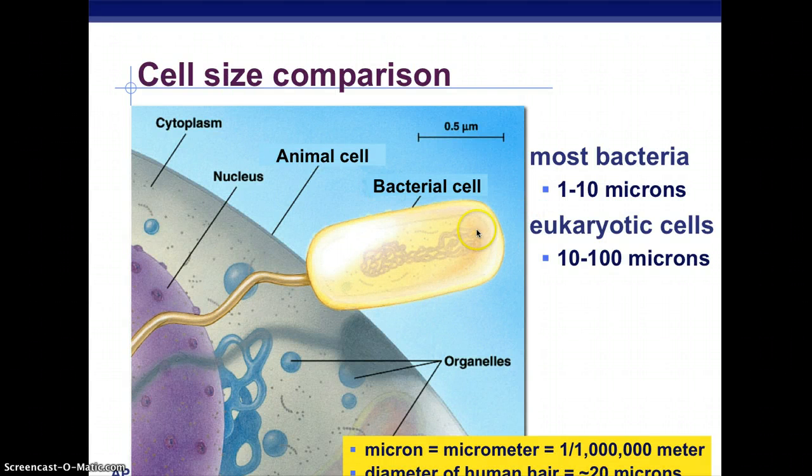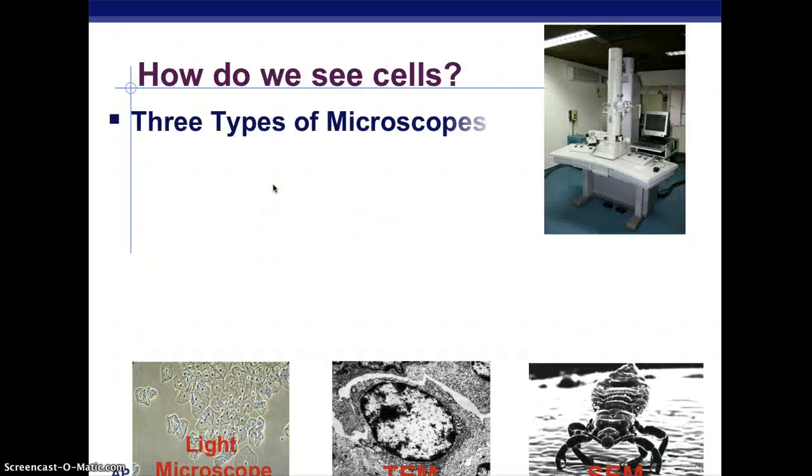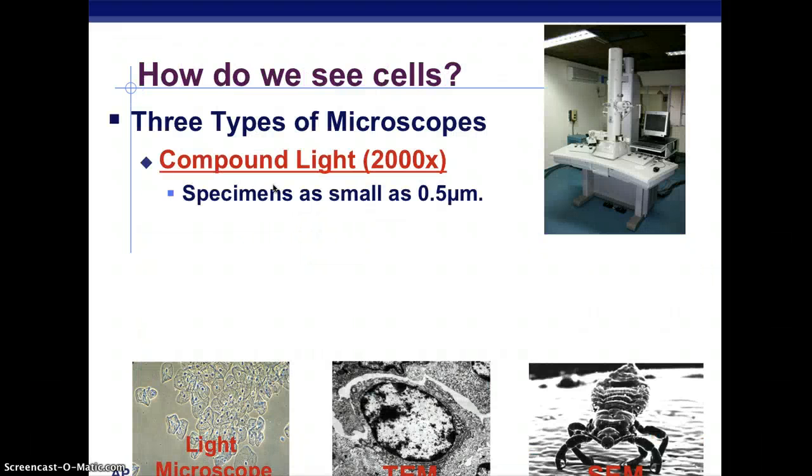Size comparison. If you take a look here, here's our prokaryote. And here we're only seeing a small fraction of that eukaryote because eukaryotic cells are about 100 times larger than a prokaryotic cell. So how do we see these? We see cells using microscopes. In class, we use something called a compound light microscope, which has a limit of magnification about 2,000 times. So we can make the image about 2,000 times larger than it is in real life.